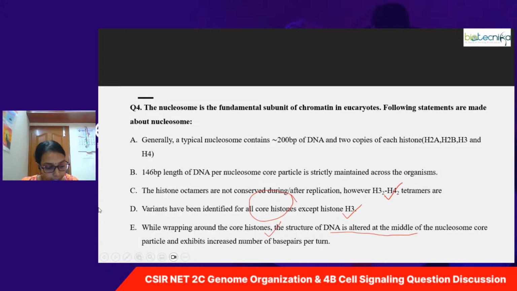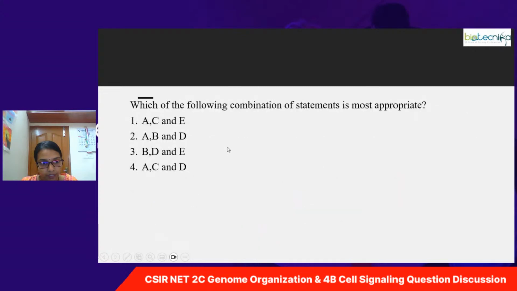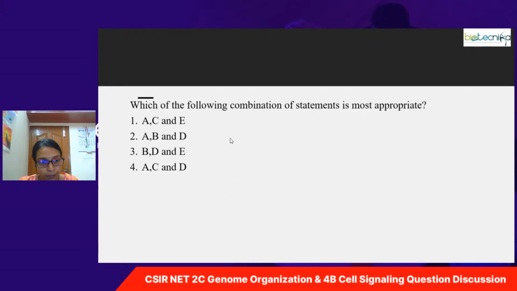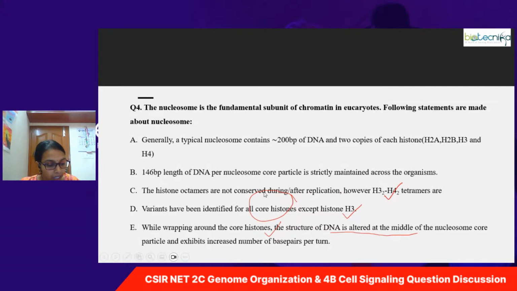So what you need to identify over here? You have to find the combination of statements. Which combination of statements are correct? ACE, ABD, BDE, and ACD. So like that it is given. You just first look at the statements. I think you can guess yourself which statements are correct. Find out. I can see Anchal has given the answer as 1. 1 means a combination of A, C and E. Others, try on.